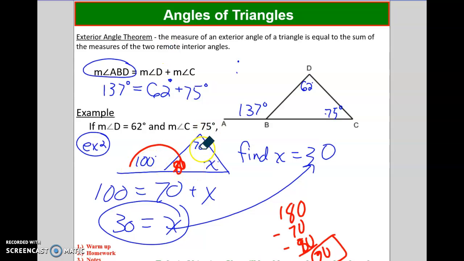You know 100, you know 70, you know x. 70 plus x equals 100. X equals 30. The other way to do it, straight lines equal 180, put an 80 here. You don't need to use this theorem if you don't want to. You could put an 80 here. 70, 80, subtract them from 180. And that is why these are so important.